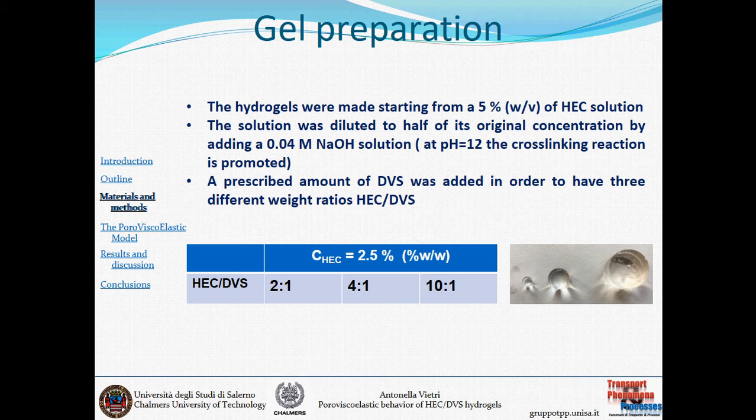The hydrogels were made starting from a 5% HEC solution. The solution was diluted to half of its original concentration by adding a solution of sodium hydroxide in order to have a pH of 12, because at this pH the cross-linking reaction is promoted. Then, a prescribed amount of divinyl sulfone was added in order to have three different weight ratios, HEC-DVS, as shown in the table.